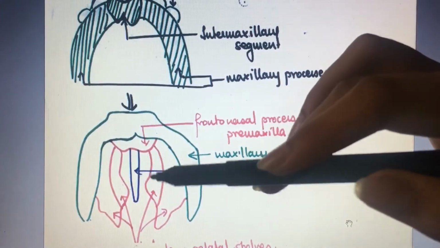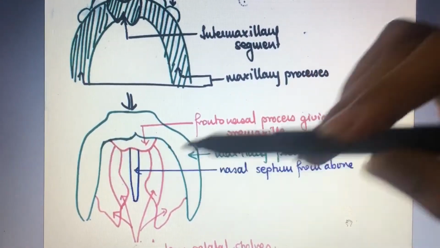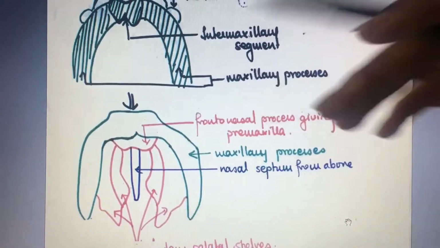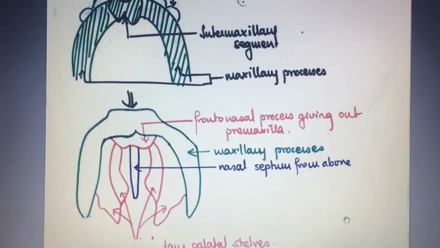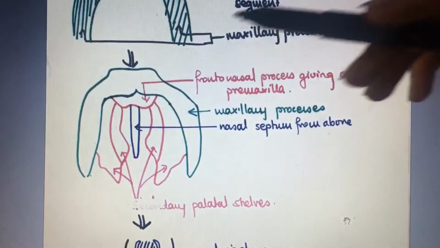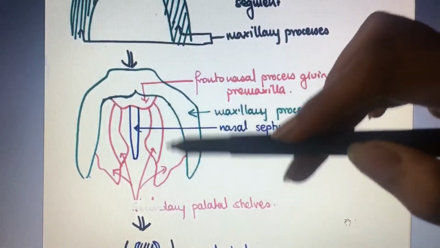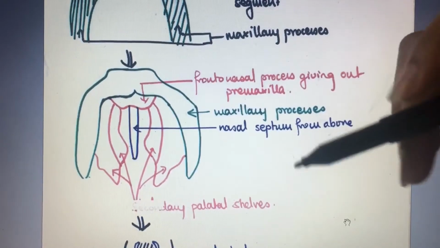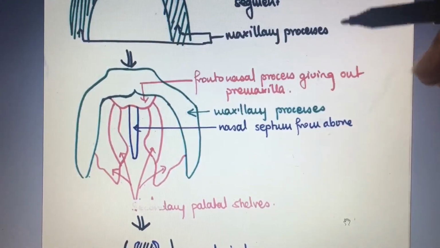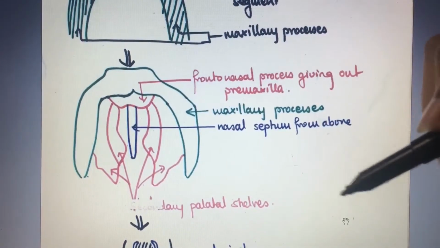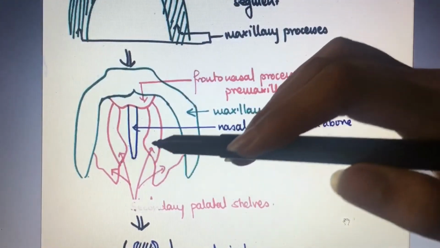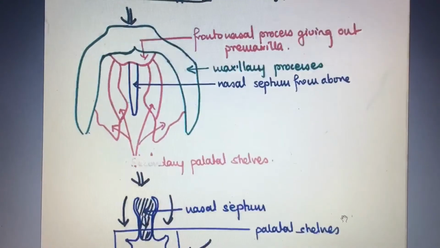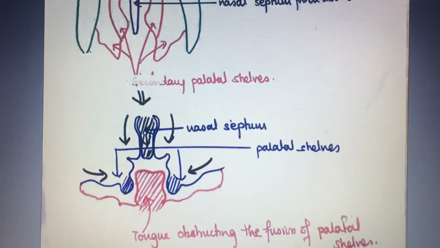So these palatal shelves, which are initiated from the maxillary processes, are first directed downwards on each side of the tongue. Now the fusion of these two secondary palates normally occurs at the 8th week of intrauterine life with the fusion of the palatal shelves from the maxillary process. But before the 8th week, this fusion is normally hampered by the involvement of the tongue.